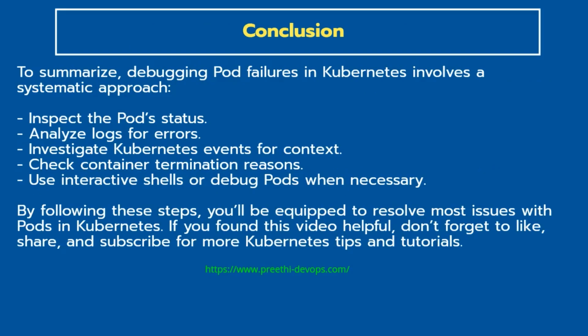To summarize, debugging pod failures in Kubernetes involves a systematic approach. Inspect the pod status, analyze logs for errors, investigate Kubernetes events for context, check container termination reasons, use interactive shells or debug pods when necessary. By following these steps, you'll be equipped to resolve most issues with pods in Kubernetes.